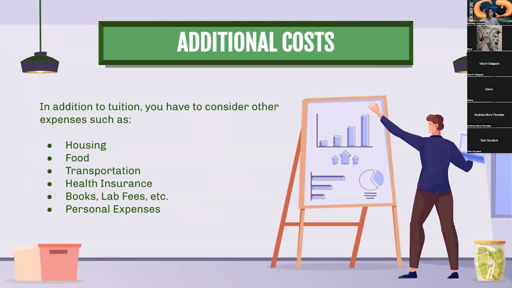Okay. And then apart from tuition, there's always additional costs. I know you're probably familiar with this as you're doing your bachelor's right now, but there's always going to be the concerns about housing, food, transportation, health insurance, any books, lab equipment, or any personal expenses. Yeah, so these expenses never go away. So keep in mind, this is something you're still going to have to think about at the grad level.